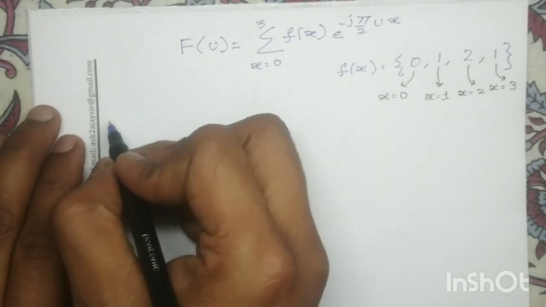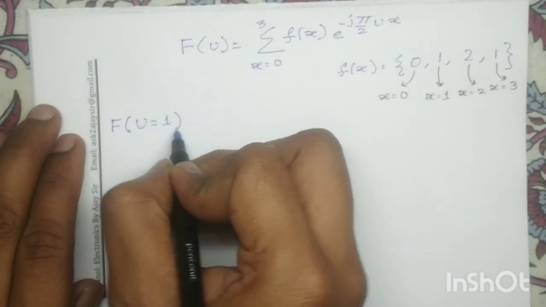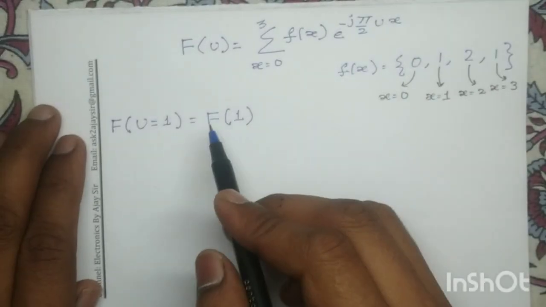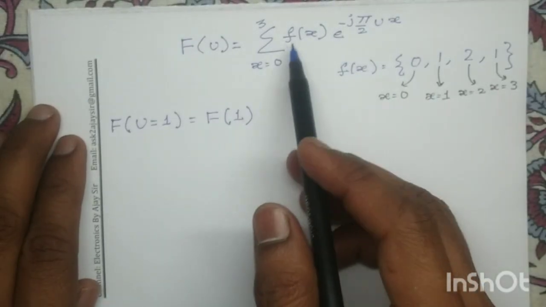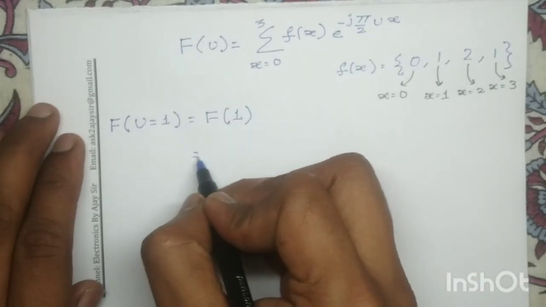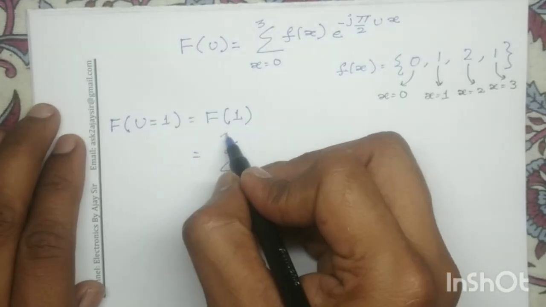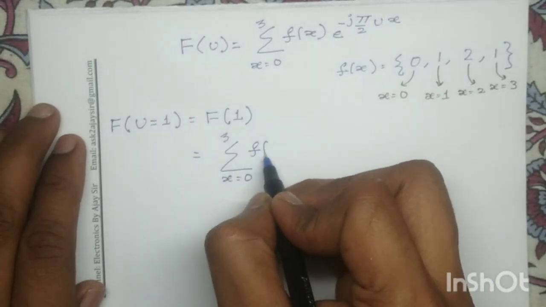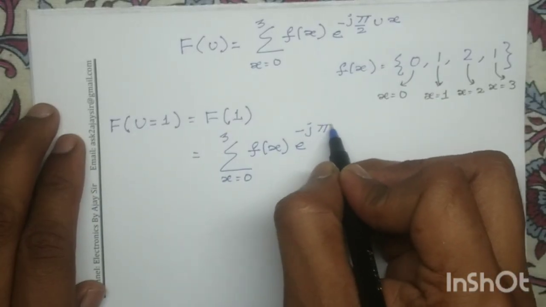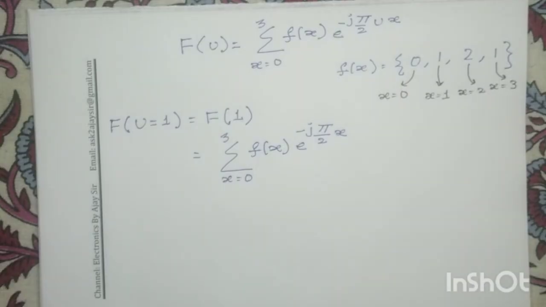Next we will determine F at u equals 1, that is F of 1. In order to compute F of 1, in this expression, in place of u, we will substitute 1. So the expression becomes summation x equals 0 to 3 f of x e to the power minus j pi by 2 into x. Now we will do the similar approach.